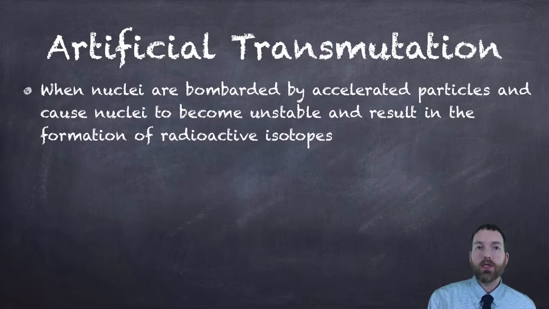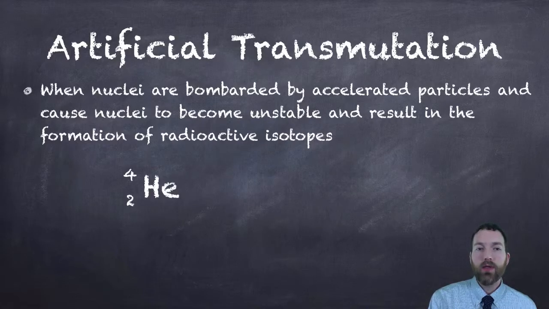Artificial transmutation is when the nuclei are bombarded by accelerated particles at incredible speeds, which cause the nuclei to become unstable when they collide, and it results in the formation of radioactive isotopes. We make an unstable arrangement of neutrons and protons in this very temporary mixture of elements when they smash them together at incredible speeds, and those radioactive isotopes decay, and they emit radiation and transmutate into other particles.